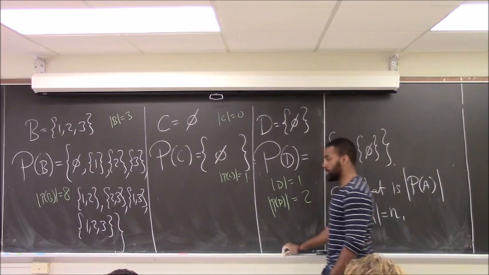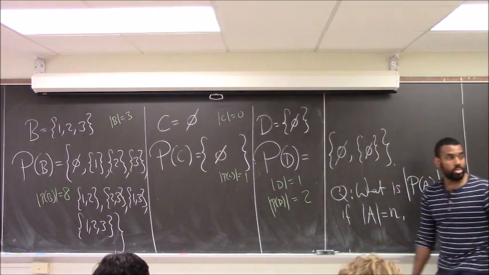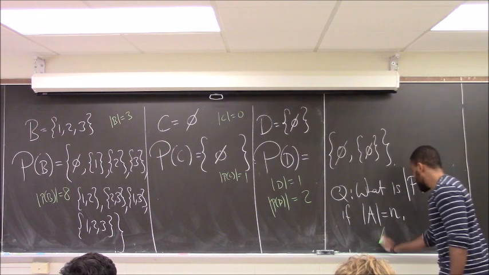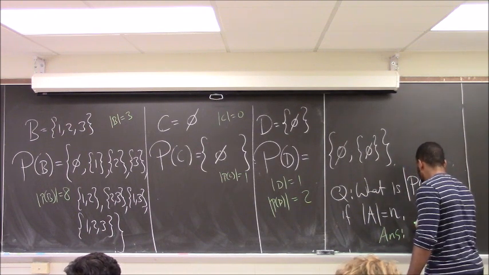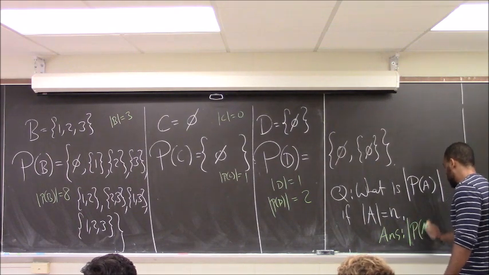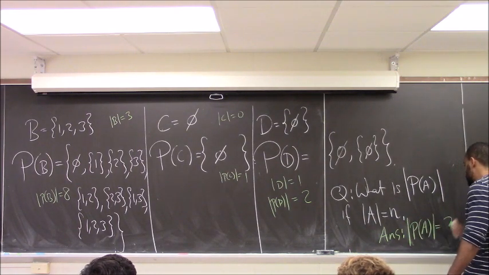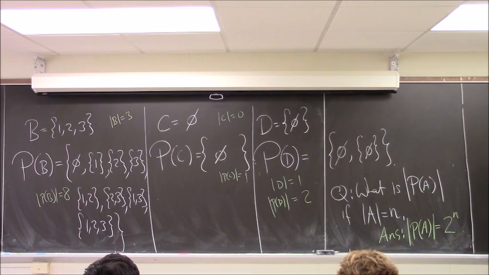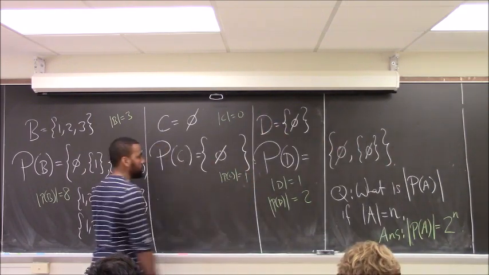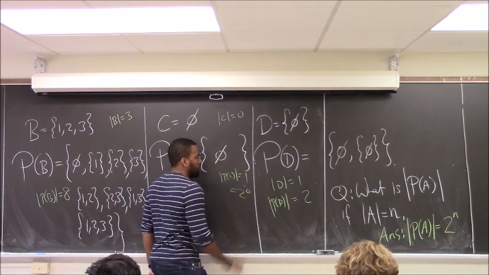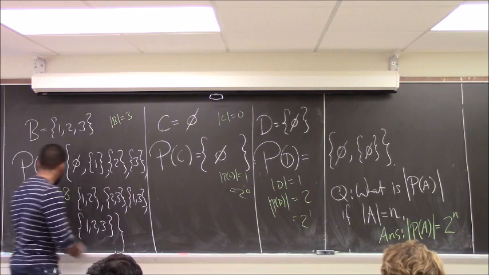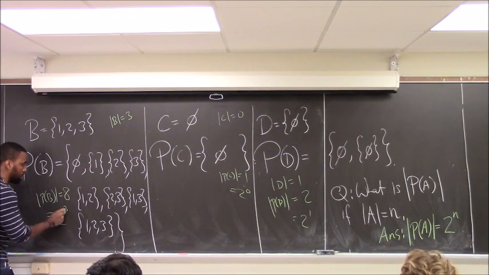Any other guesses? Is it 2 to the n power? It's 2 to the n power. That is the answer. The power set of a finite set will always have 2 to the n things in it. The empty set has 0 things in it, its power set will have 2 to the 0. A set that has 1 thing in it, its power set will have 2 to the 1. A set that has 3 things in it, its power set will have 2 to the 3.